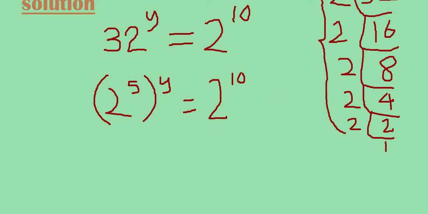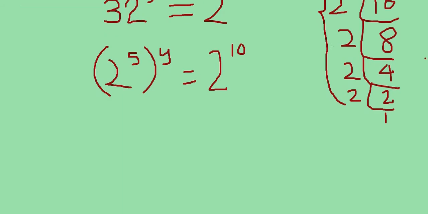Okay, and we see that these powers can be multiplied here. So when we multiply 5 and y, we get 5y. So it will be 2 power 5y equals 2 power 10.